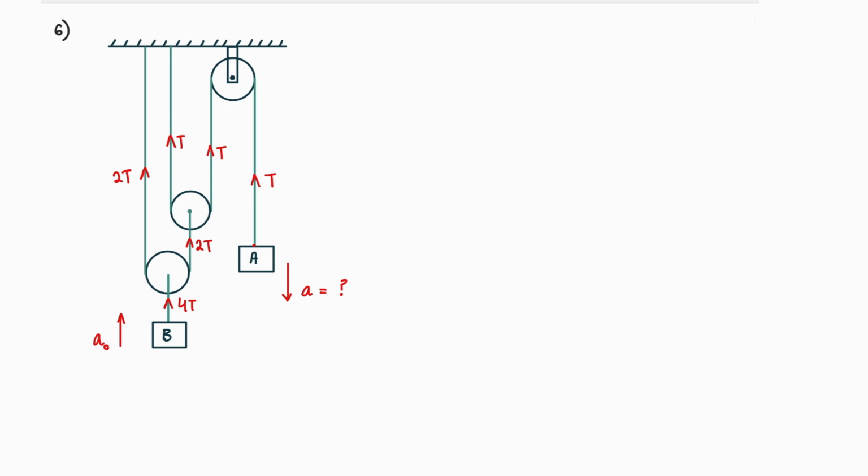Now since work done by internal forces is 0, we can simply perform the dot product, that is 4T times A naught, both of them in the same direction, and T and A in the opposite direction, minus TA, equal to 0. We can say 4A naught is equal to A. And since we are trying to calculate A naught, A naught is equal to the magnitude of A by 4.